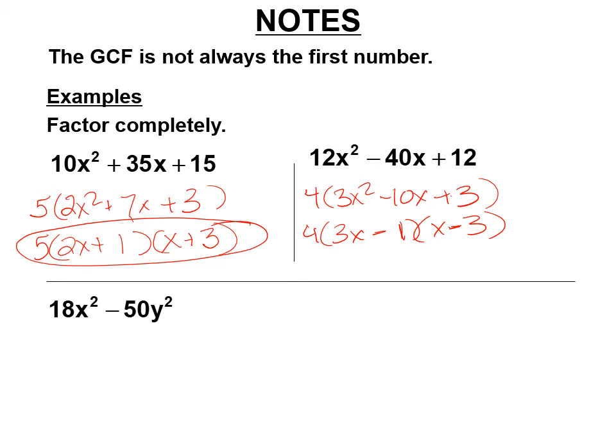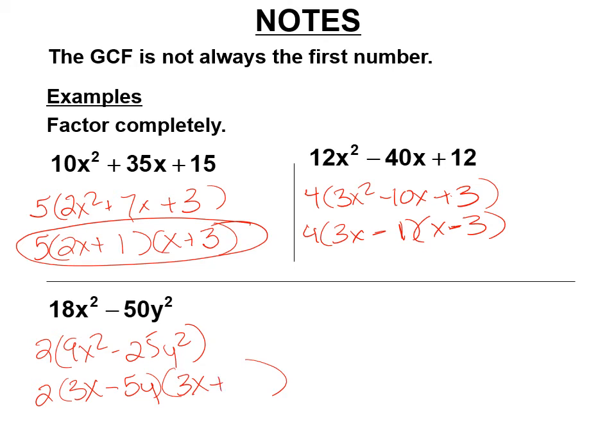Okay, 18 and 50. What is the common factor? I think it's just, they're both even. I'm looking for something bigger. No, 8, 7, 6, no. So I'm going to say just 2, and I get 9x squared minus 25y squared. So this is the difference of perfect squares. It's the only binomial we regularly factor in Algebra 1 here. And so 3x minus 5y, 3x plus 5y, I believe is the correct one.